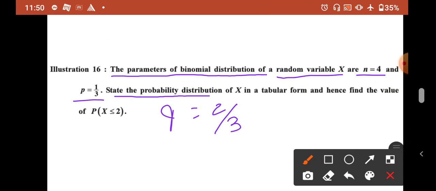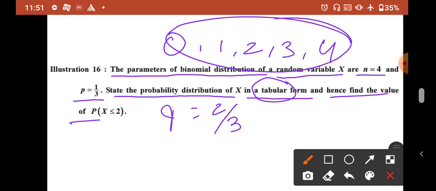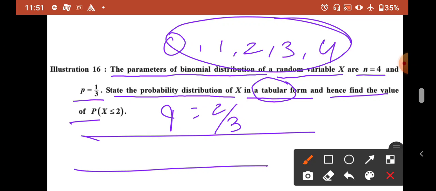State the probability distribution of x in a tabular form, and hence find the value of P(x less than or equal to 2). So first, in tabular form, it means find the values for 0, 1, 2, 3, 4, and write them in a table. In this way we will make a table and write in it.